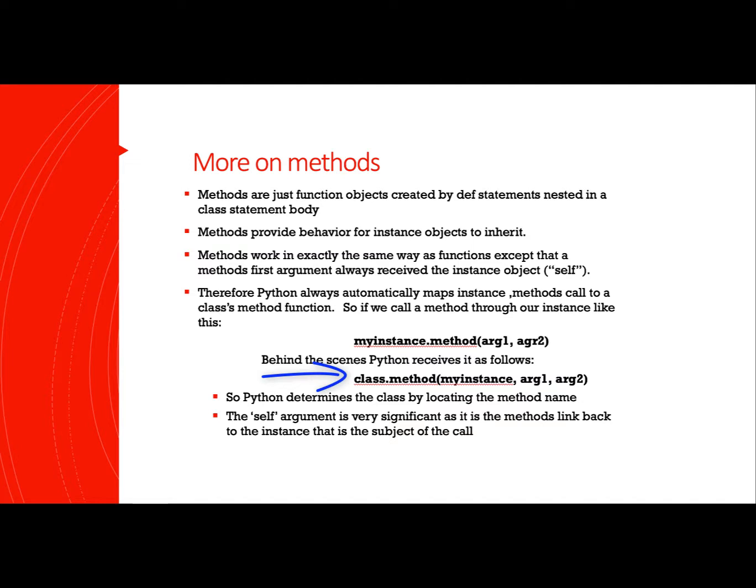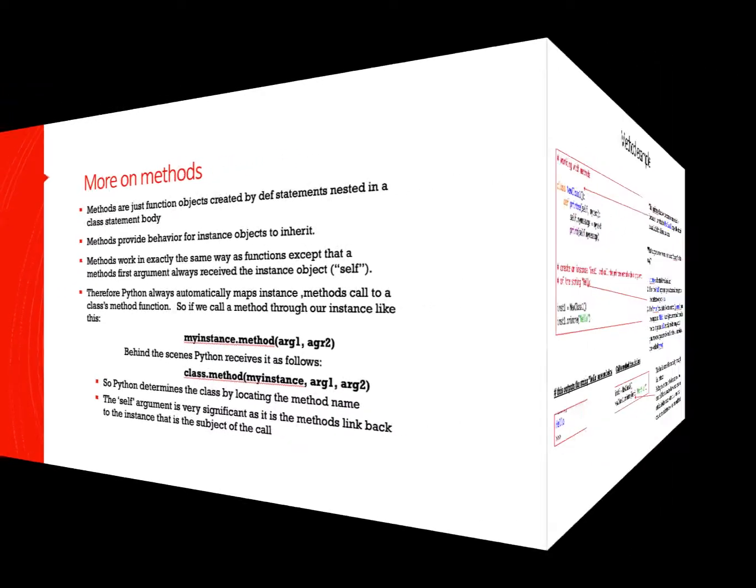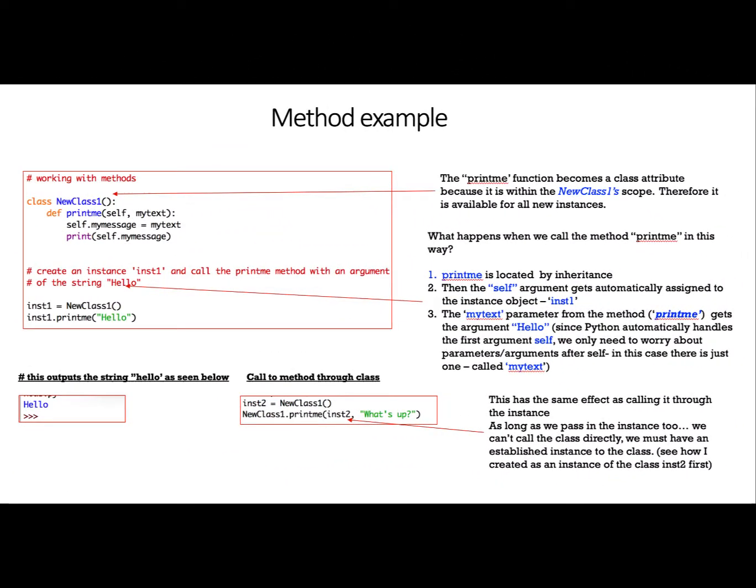class.method, myInstance, and then the 2 arguments. So Python determines the class by locating the method name. The self argument is very significant as it's the method's link back to the instance that is the subject of that particular call. And we'll drive home these concepts that we just covered by looking at some code.